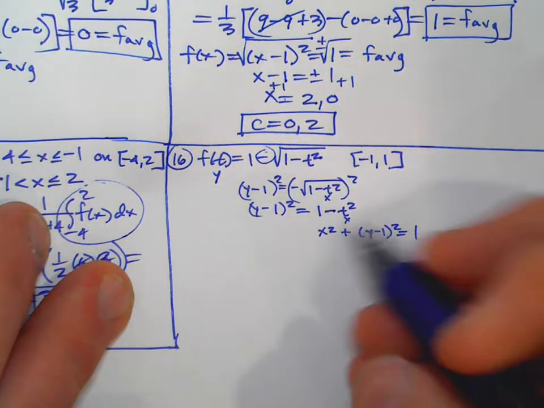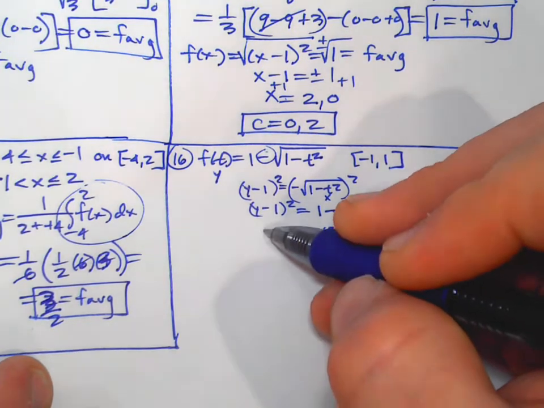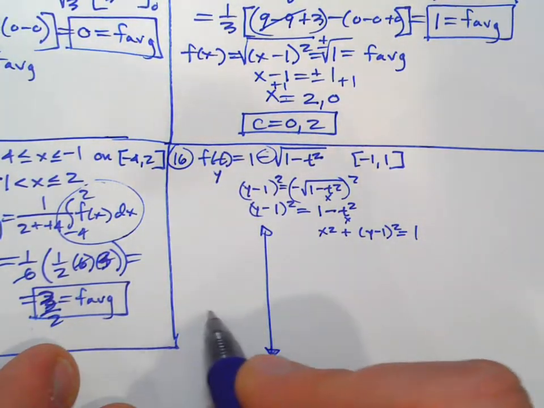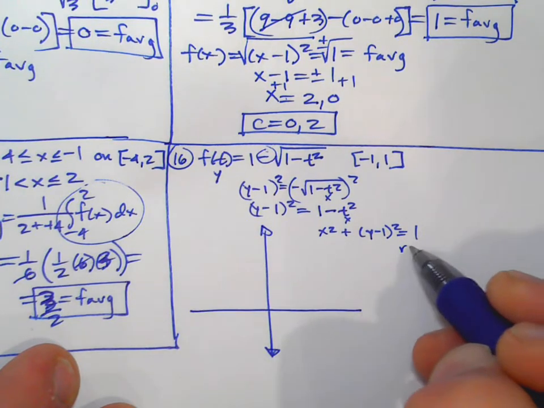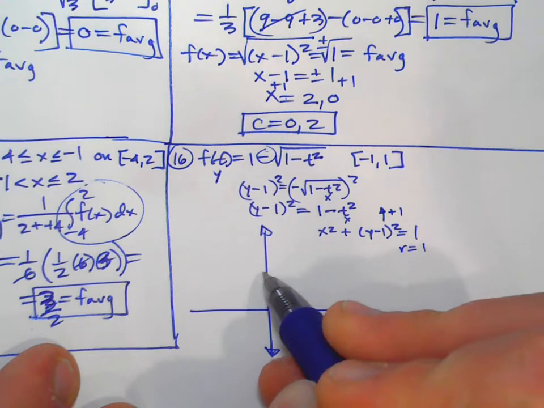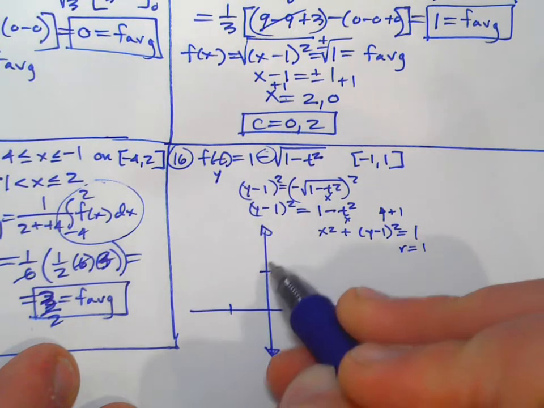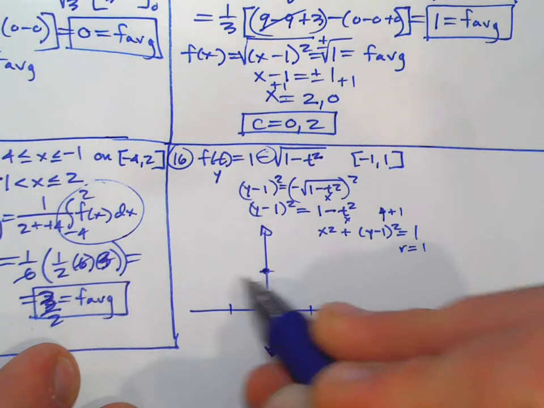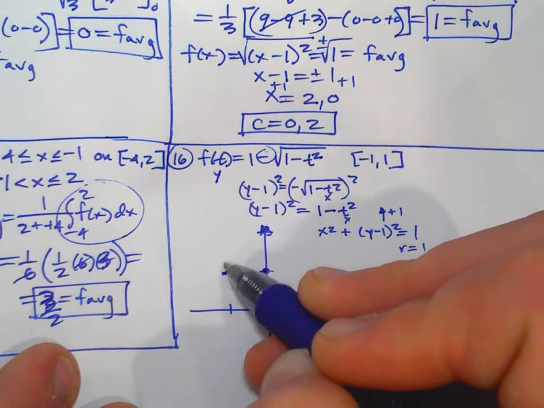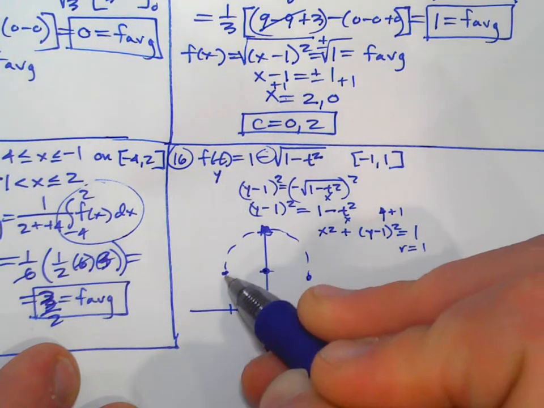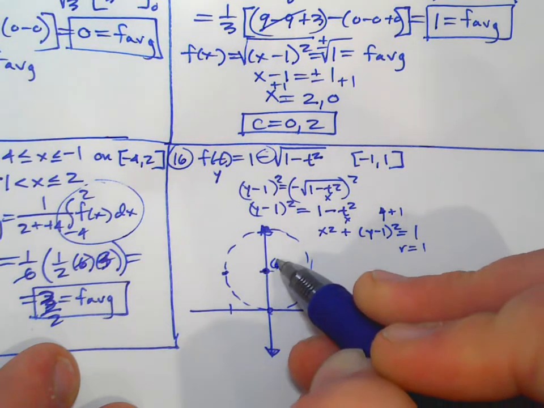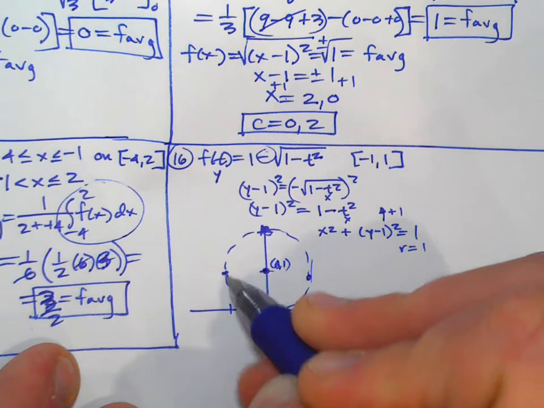but I think it's just going to be the bottom half of the circle, shifted up 1 actually. So it's the bottom half of a circle shifted up 1 with a radius of 1. Shifted up 1. So that's the center. And this is the whole circle. Radius 1, shifted up 1. The center is at 0, 1. But it's just the bottom half.